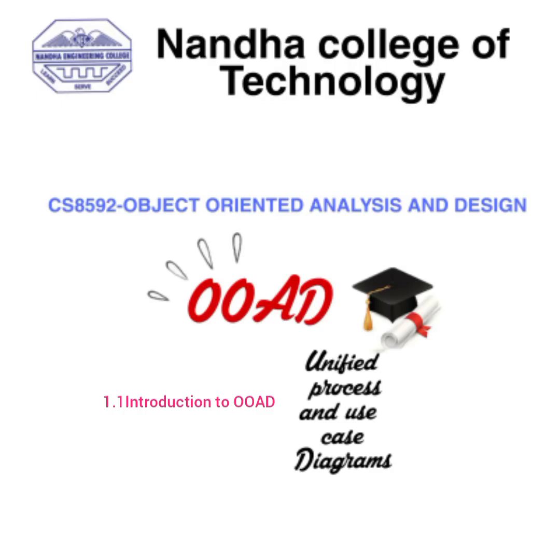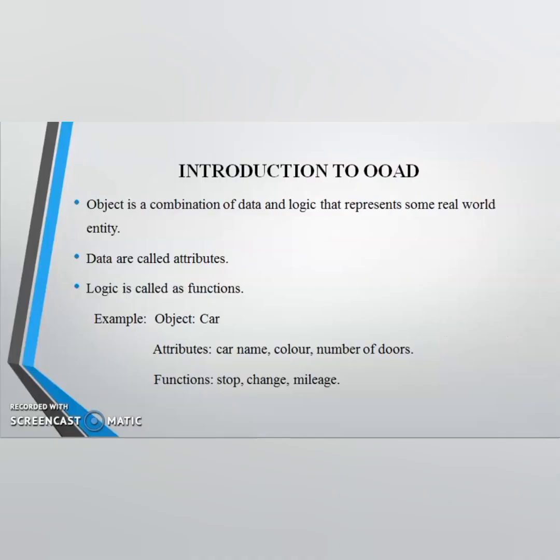In this presentation we are going to discuss the first topic, Introduction to OOAD, in Unit 1 from the subject CS8592, Object-Oriented Analysis and Design. First, let's try to understand what an object is. An object is a combination of data and logic that represents a real-world entity. Here, data is called attributes and logic is called functions. Functions are also called operations, methods or behaviors.